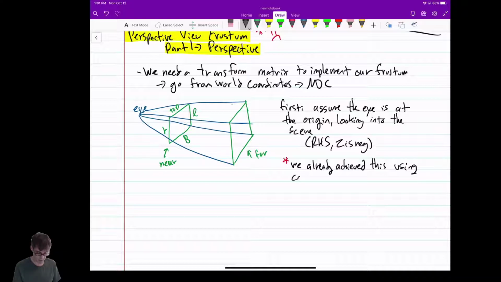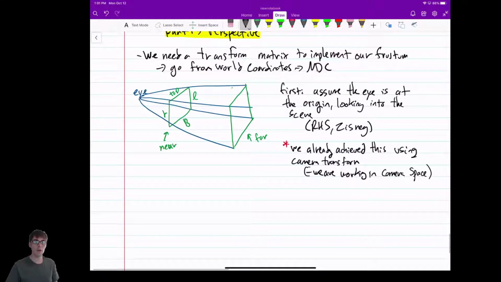Using the camera transform. So if you're not sure about that, go back and look at those videos, or just ignore it and say, yeah, let's just assume I'm at the origin looking at the z-axis, okay? And then when you move the camera around, if you're confused about how we can keep that assumption, then go back and watch that other video. So essentially, we are working in camera space. Good. Okay, we are working in camera space.